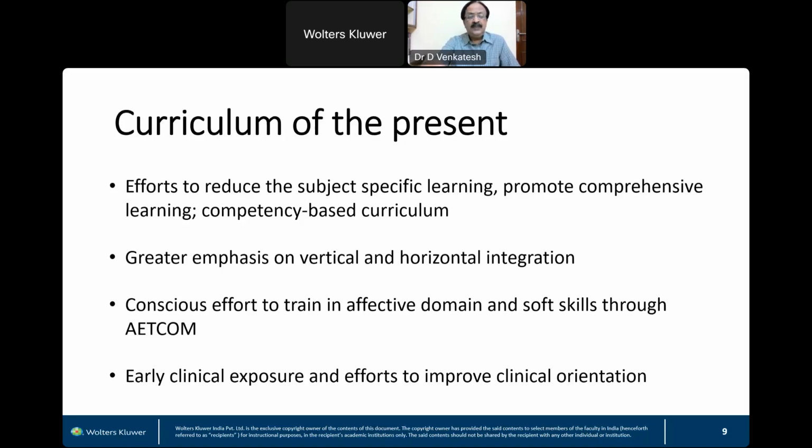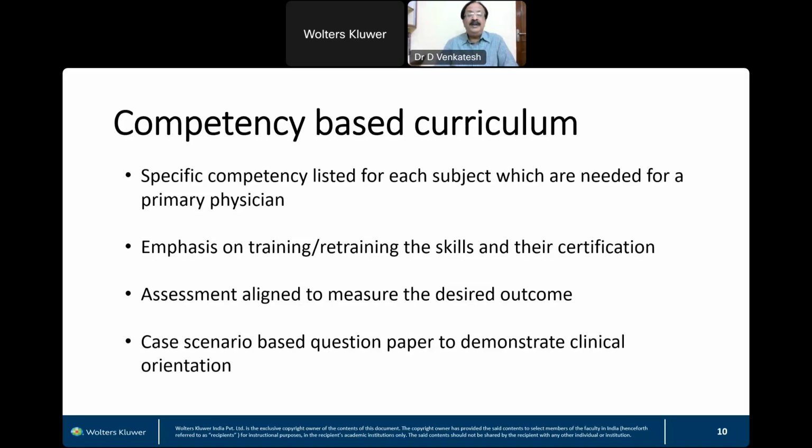Now that you have a competency based approach, it gives you greater learning opportunity for you to identify the minimum required competency and then try to train yourself and to be effective in terms of attaining the competency. Now, this competency-based curriculum has listed the specific competencies or skill sets for each of the subjects which is needed for a primary physician.